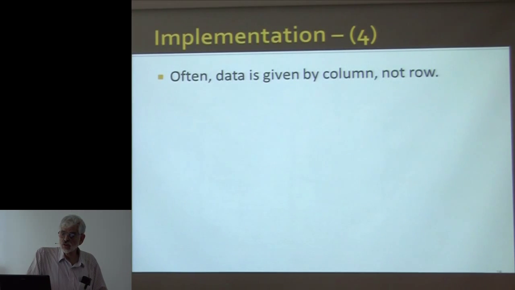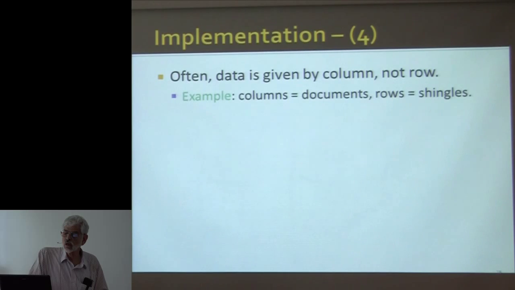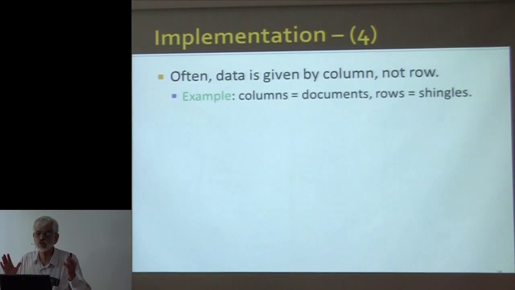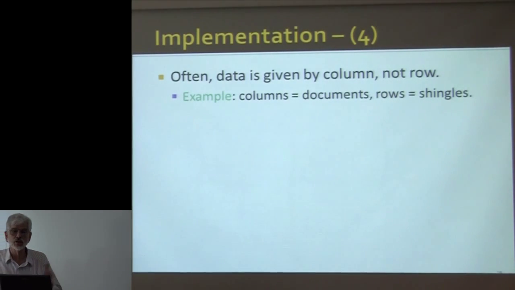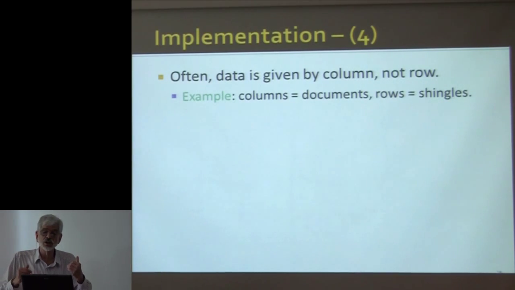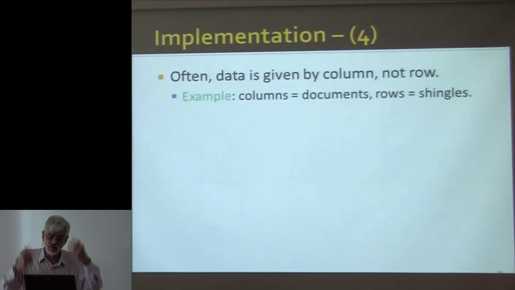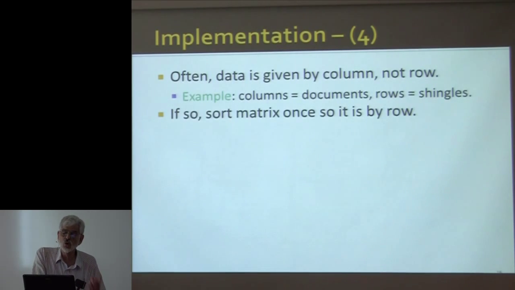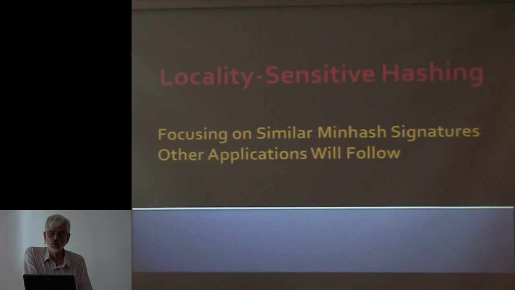The interesting thing is that you normally get the data by column, not by row. For example, if we're talking about document similarity, the columns are the documents and the rows are the shingles. What you have is, for each document, a set of shingles, not for each shingle a set of documents in which it appears. So before you do this process, you actually have to sort the matrix by row.